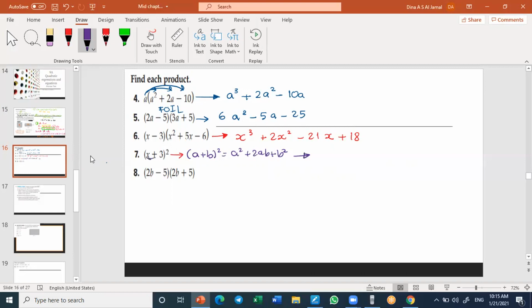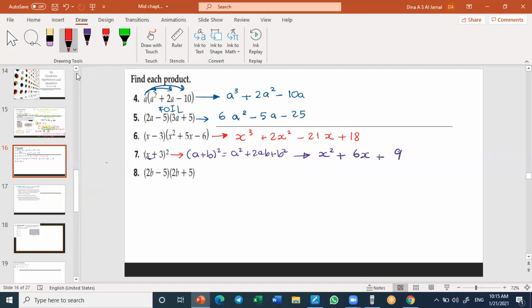You must square the first, then add 2 multiplied by the first multiplied by the last. So you will be getting 6x, then square the last, you will be getting your 9.